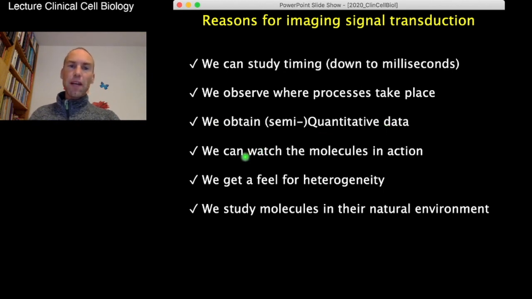It should be clear by now, also from the movies, that we can really watch the molecules in action. And we get a feel for heterogeneity, because not all cells may respond equally. Some cells may respond differently than other cells, even though they're genetically identical. We get a feel for this heterogeneity when we do live cell imaging. And we can watch all those molecules in their natural environment, which of course is a living cell. And hopefully by watching these movies and doing perturbations, we can learn something about how those molecules act in living cells.